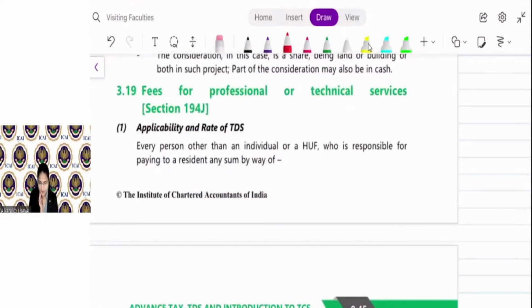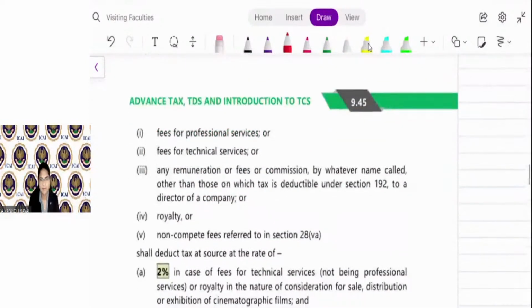Chalo, next is fees for professional or technical services. Applicability and rate of TDS. Every person other than individual or HUF, those individual and HUF whose turnover in the last year is less than 1 crore, and if they are in the profession, then their gross receipt is less than 50 lakh. Other than those individuals, everyone is required to deduct TDS on professional fees or technical fees under section 194J.